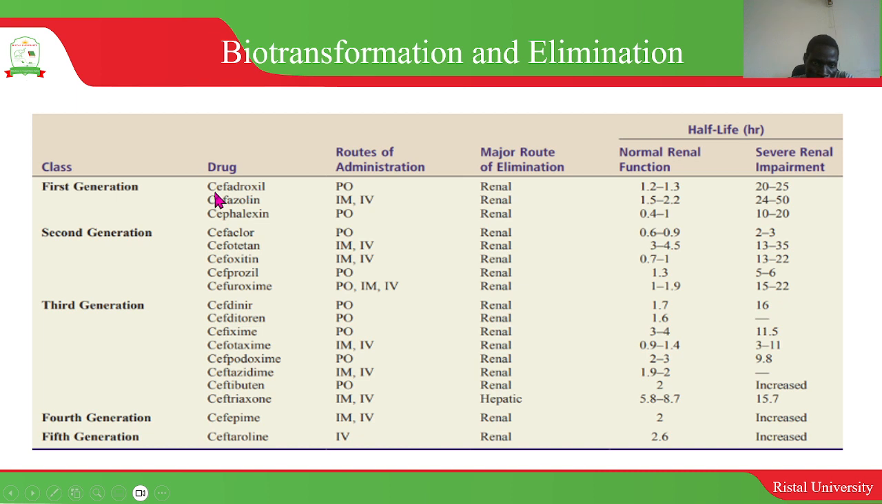Coming to the names of the drug, see here the first generation: cephadroxil, cephazolin, cephalexin. Second generation: cefaclor, cefotetan, cefoxitin, cefadroxil, and then cefuroxime is also here. Third generation, we have quite many: cefditoren, cefdinir, cefixime, cefotaxime. The first three can be given orally, but you can see the rest, most of them are IV. And the last one here is ceftriaxone, which is one of the latest in the group of cephalosporins.